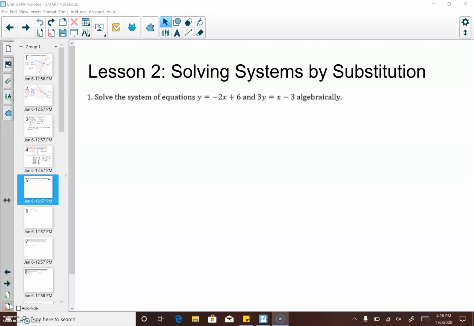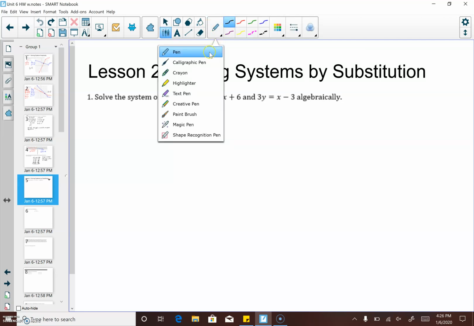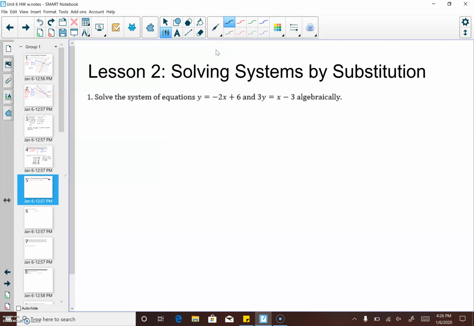For lesson 2's homework, we're going to start to solve systems by substitution. So the first one says, solve the system of equations y equals negative 2x plus 6 and 3y equals x minus 3 algebraically. Because this first equation says y equals, we're going to use substitution. We're going to take what we know y equals and plug it in for y in the other equation.